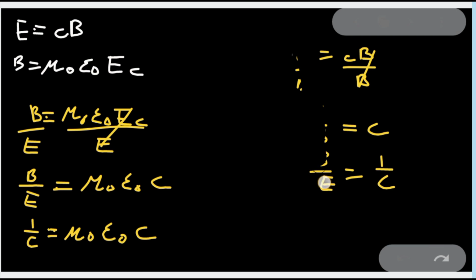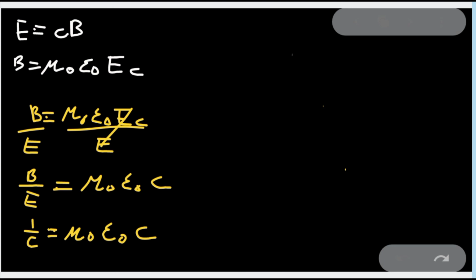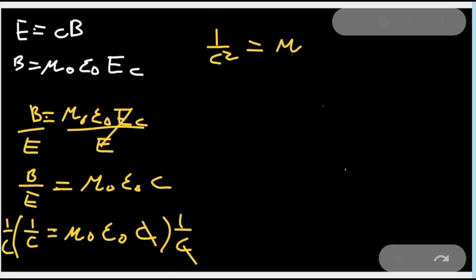Now, having said that, since we are concerned on finding the value of C, let's multiply both sides by 1 over C. So we can cancel this one. So we have now 1 over C times 1 over C is 1 over C squared equals mu naught, or the permeability of space, times the permittivity of space. And let's reciprocal since we are concerned with finding the value of C. So we have now C squared is equal to 1 over mu naught times epsilon naught.